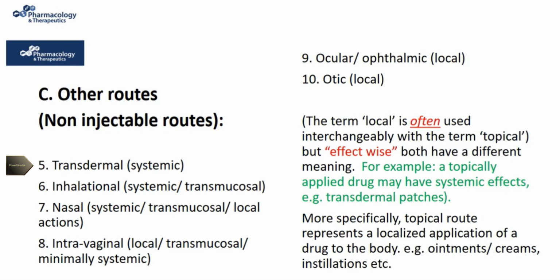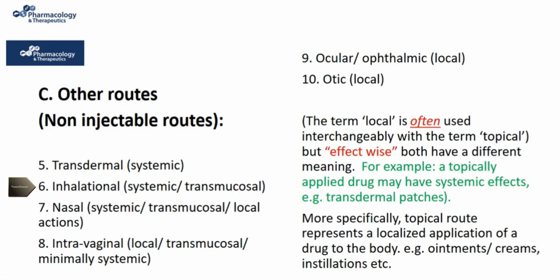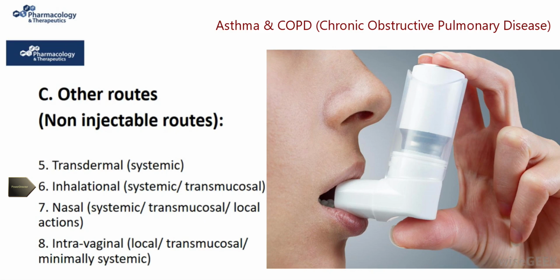In this route, the drug is delivered across the skin for systemic distribution, such as the use of transdermal patches. Inhalation route. By this route, the drug is inhaled or is administered into the lungs for the management of respiratory diseases such as asthma or COPD.